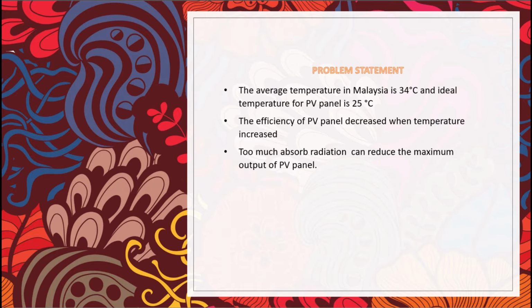And then I will explain about the problem statement. The average temperature in Malaysia is 34 Celsius, and the ideal temperature for a PV panel is 25 Celsius. The efficiency of a PV panel will decrease when the temperature increases. Too much absorbed radiation can reduce the maximum output of a PV panel.